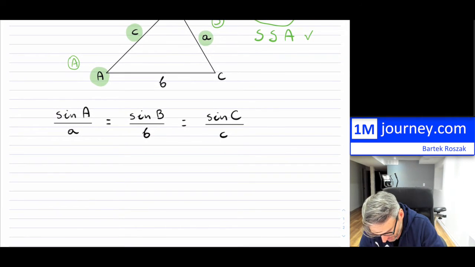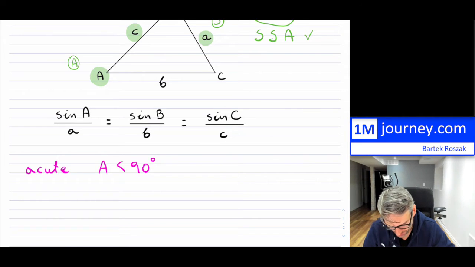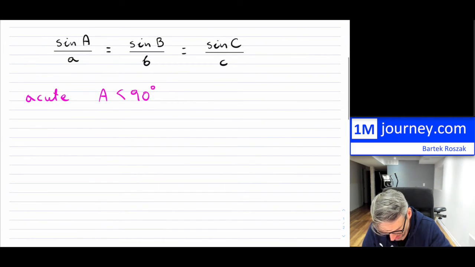So let's first take the case where it is acute, which means that my given angle is less than 90 degrees. In that case, I'm going to just draw it out. So let's say here's my angle, something like this.